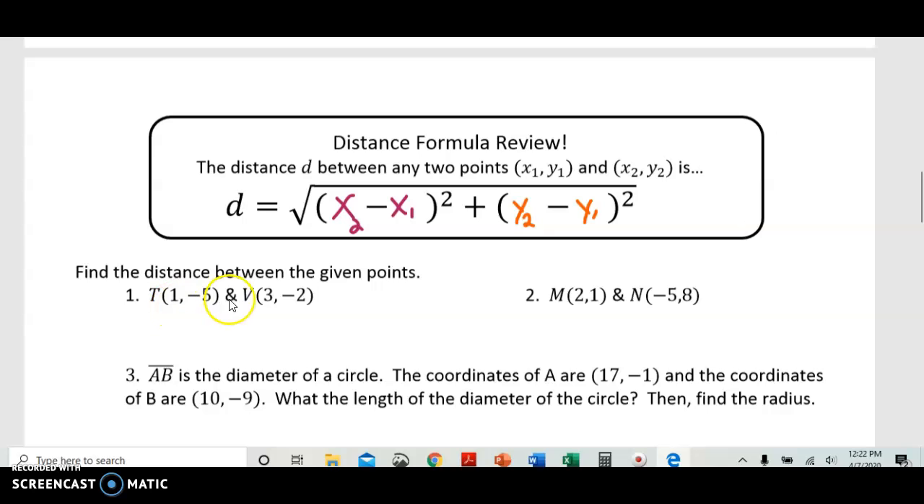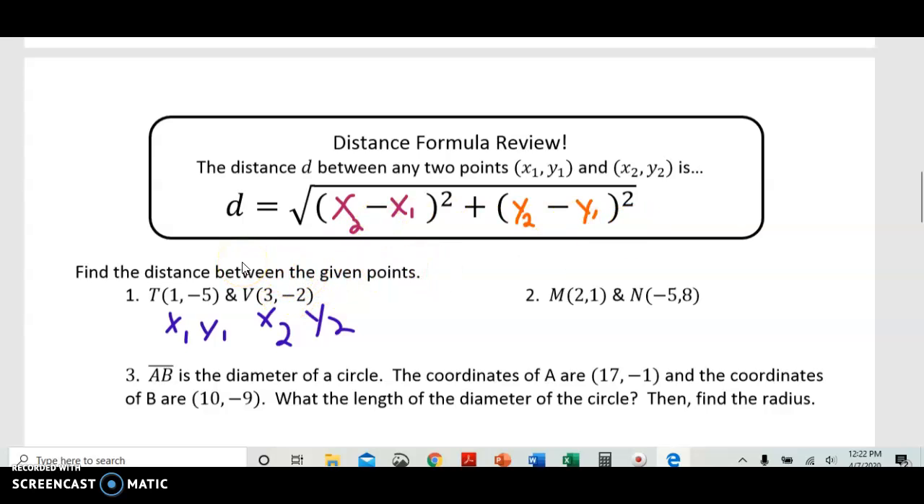So each point here is going to be an x and a y, right? So this is x1, this is x2. Let's see if we can do that. So our x1 is just going to be the first point they give you. So this is going to be x1, y1. This is going to be x2, y2. All right, so all we have to do is just plug this information in right here that they give us into the correct spots and solve.